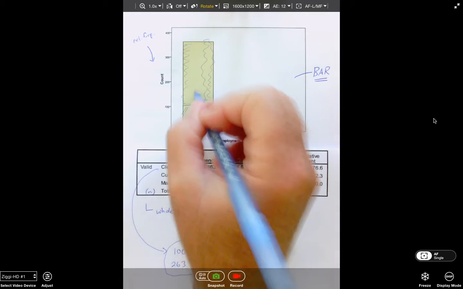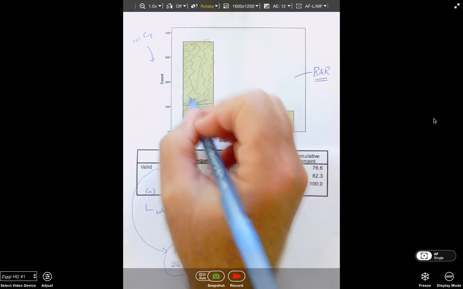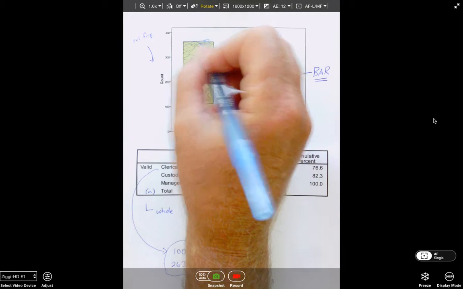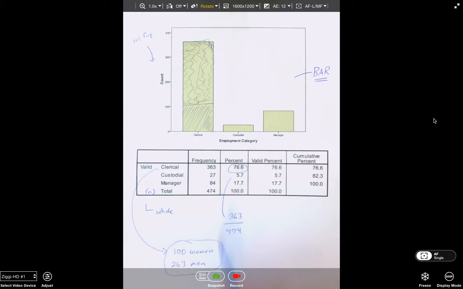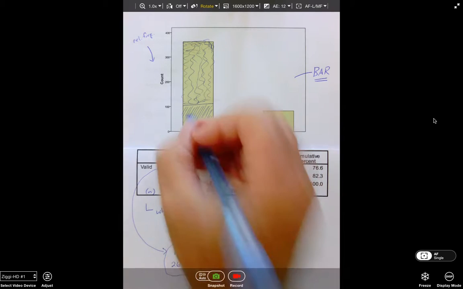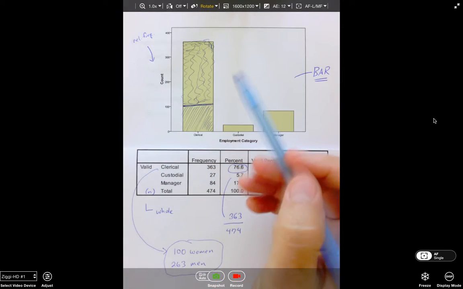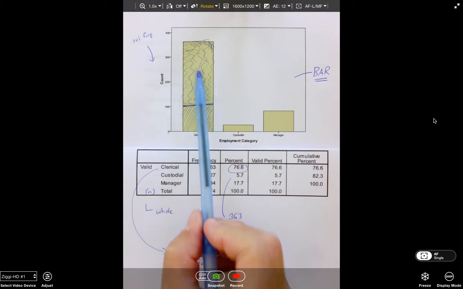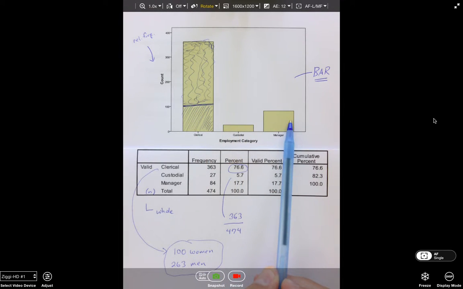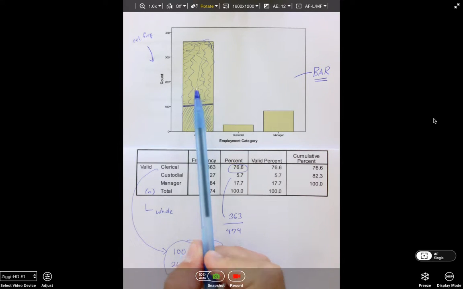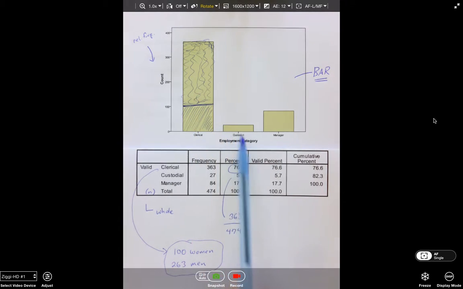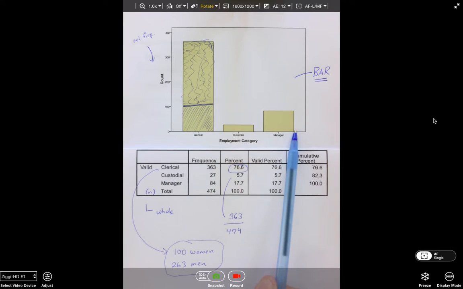Now, a lot of times these statistical software packages, like R and SPSS and SAS and all that, will create this for you. But this is called a stacked bar chart. So you can very quickly look at this and not only compare across the groups, across the employment categories, and see that there are far more clerical in our sample than there are custodial or manager.